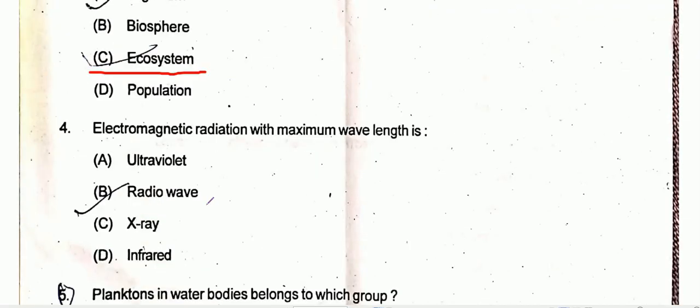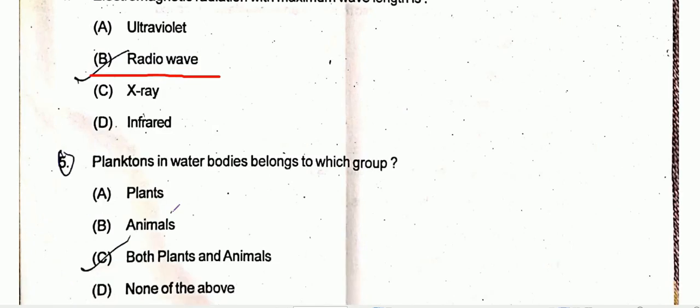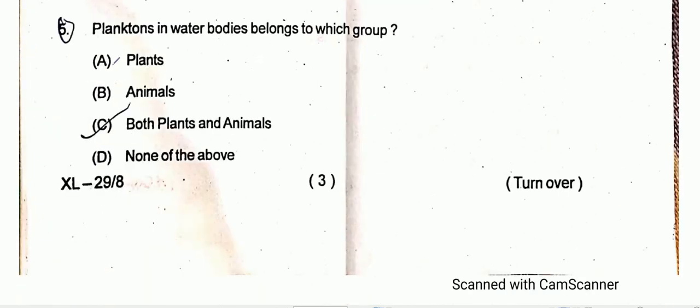Question number 4. The electromagnetic radiation with maximum wavelength. The electromagnetic radiation which has the maximum wavelength is the radio waves. Option B is the correct one. Question number 5. Planktons in water bodies belong to which group? They don't belong to any plants or animals. So option D is the correct one, that is none of the above.